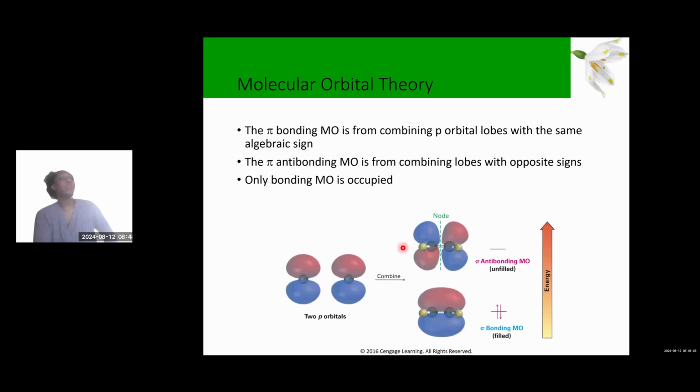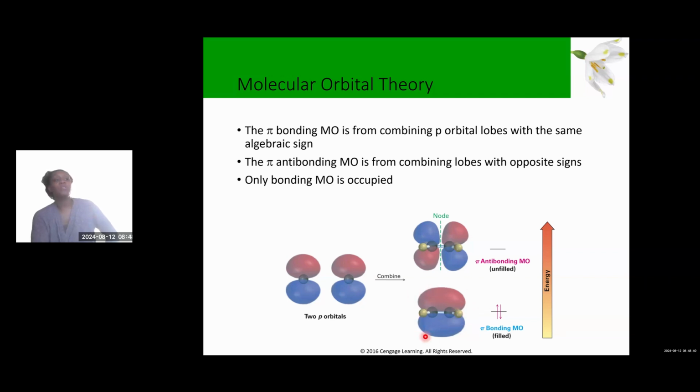Even when you're dealing with p orbitals. So let's say you have two p orbitals, all right? When they're combined, the molecular orbital is filled, and you see how they're combined. However, the anti-bonding creates a node, and with these, the orbital is not filled. So only the bonding molecular orbital is occupied. And the pi anti-bonding molecular orbital is from combining lobes with opposite signs again, okay? You see how the signs are opposite? All right. Whereas here, the signs are the same.